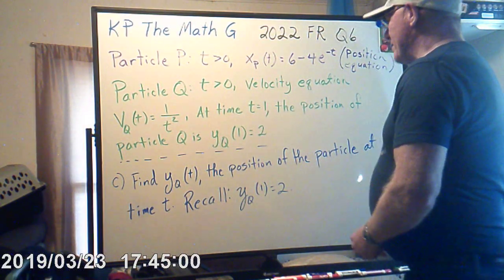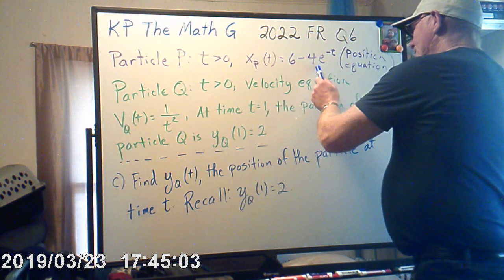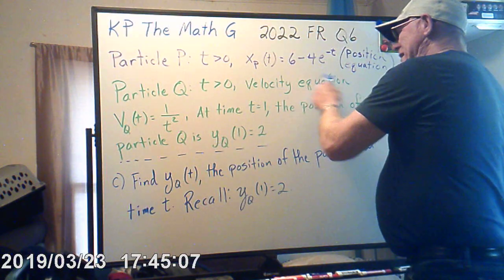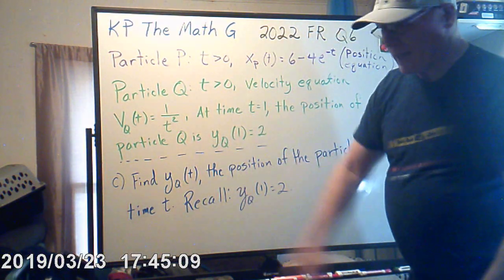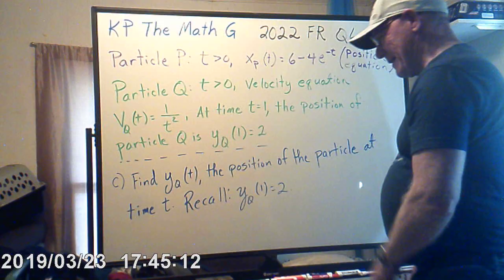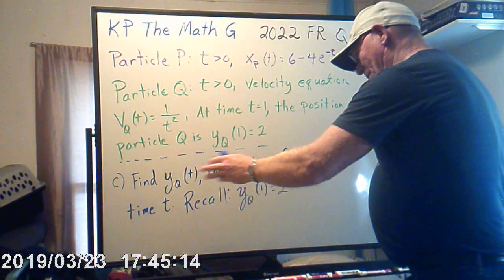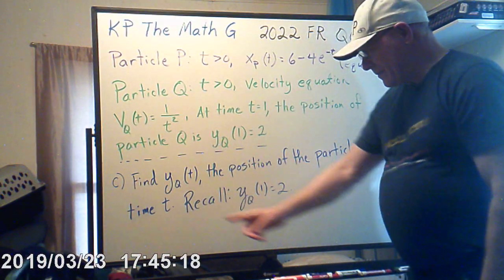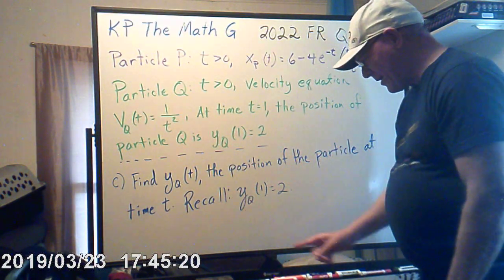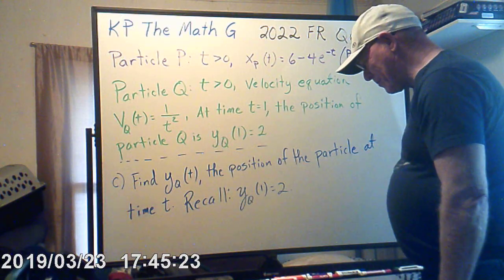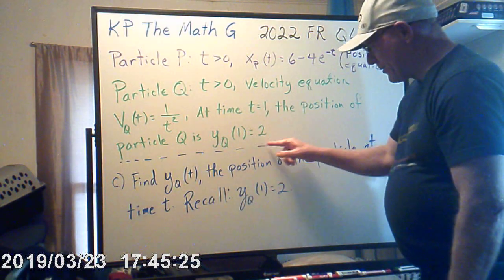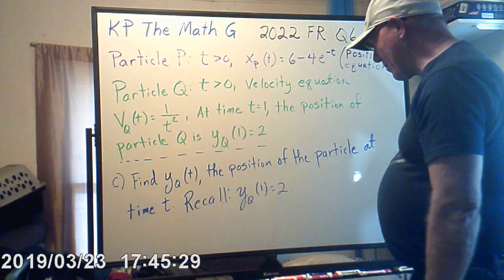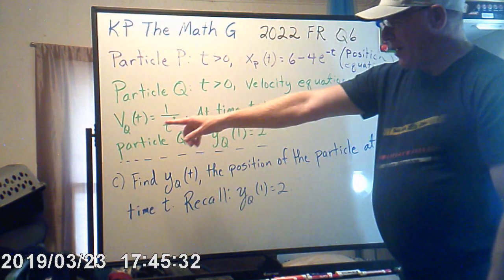P at t is equal to 6 minus 4e to the negative t. That is the position equation. We're going to need that for part D, because we're doing part C and D. Alright, so it says find yq at t, the position of the particle at time t. Now recall that yq at 1 is equal to 2. That's what we just wrote down right here. We're going to need that to answer our question. Now let's see. Vq at t.